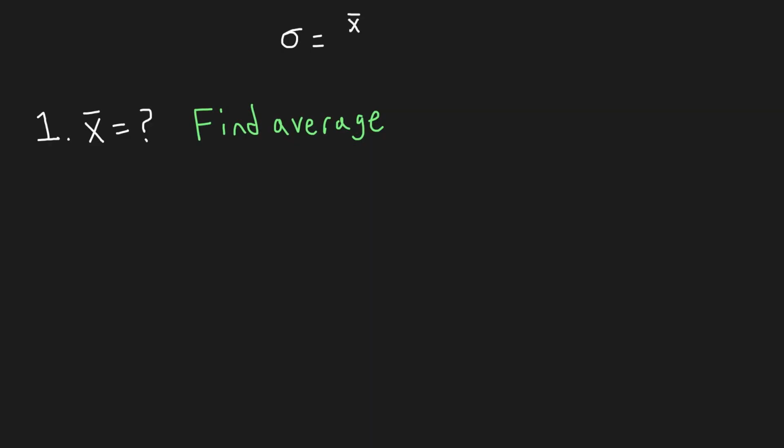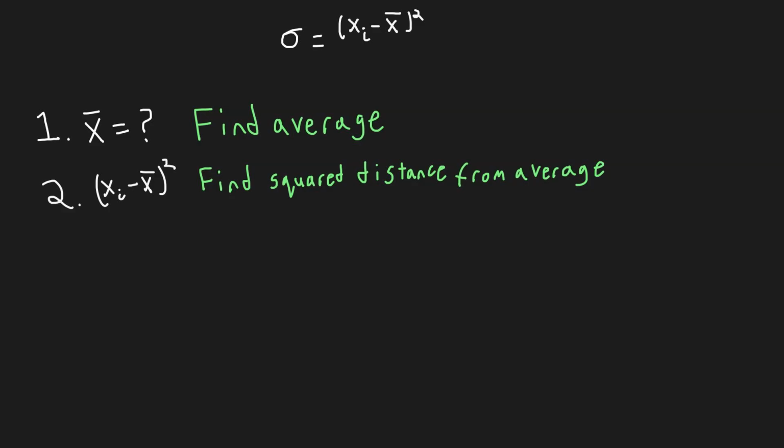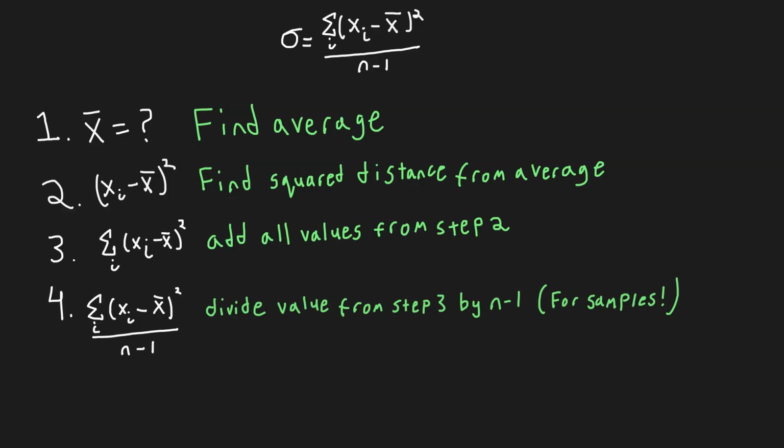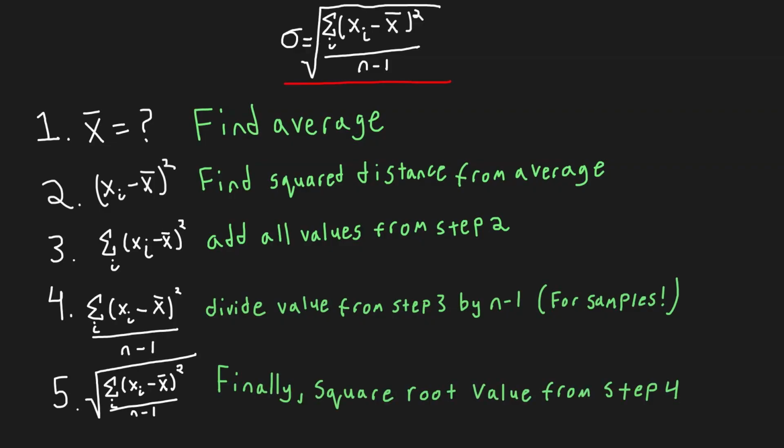In order to calculate the standard deviation for a sample, you would first find the mean if it's not already given. You would subtract the mean from each data point and then square those differences. You would then add those all up. You would divide by n minus 1, where n is your sample size, and then finally take the square root of that.